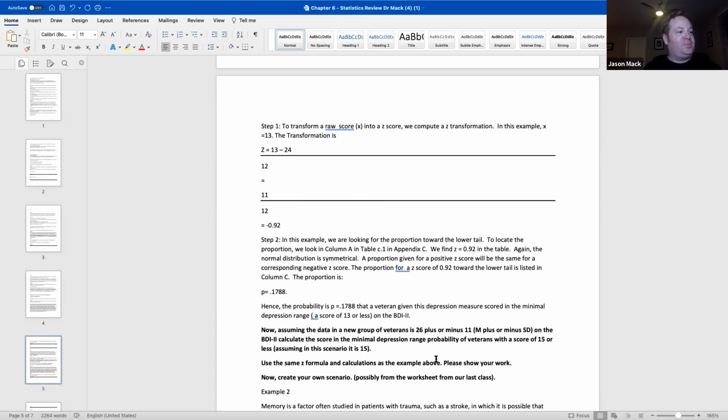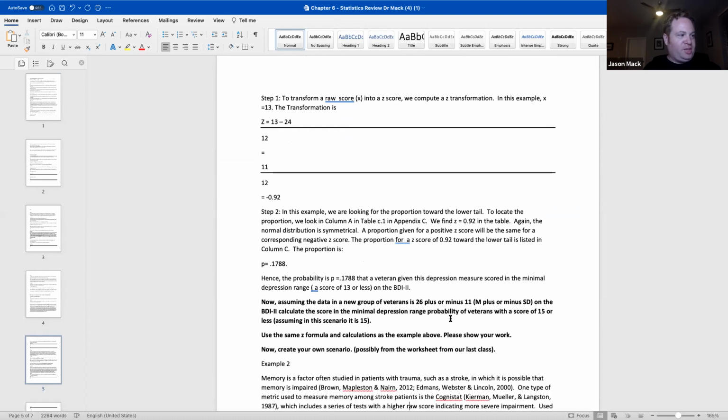Hence, the probability is 0.1788 or 17.88% that a veteran given this depression measure scored in the minimal depression range, a score of 13 or less on the BDI-2. A quick note on percentages, move it over 2 decimal points to the right. That's how you go from the probability and make it into a percentage.